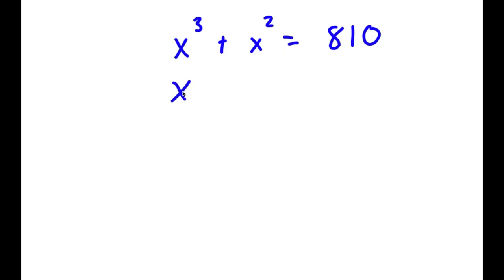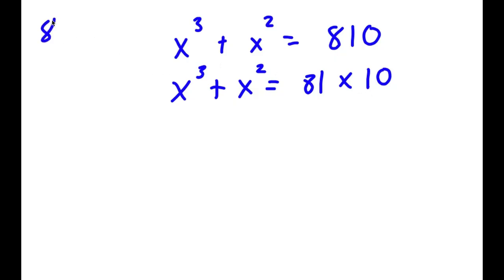In today's video, we're going to be solving the exponential equation x to the power of 3 plus x squared is equal to 810. So what we are first going to do is rewrite 810 as 81 times 10. So now I have x to the power of 3 plus x squared is equal to 81 times 10.